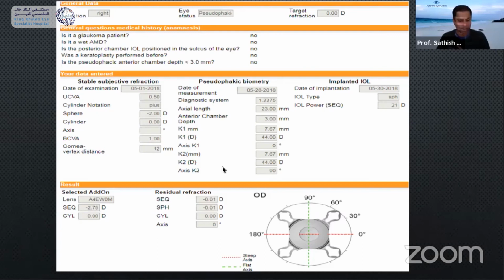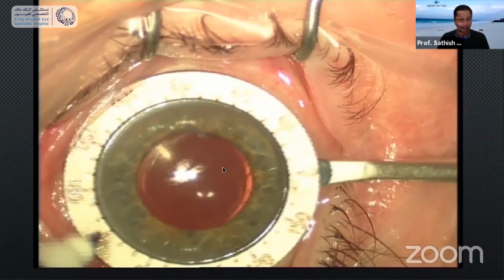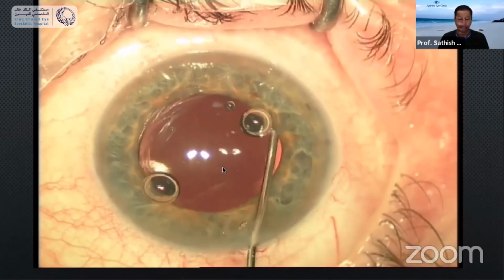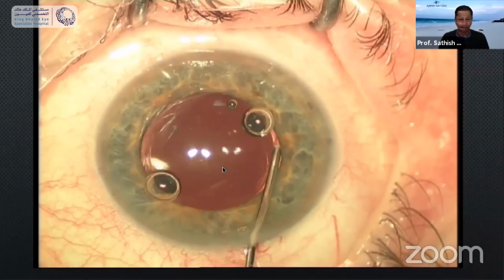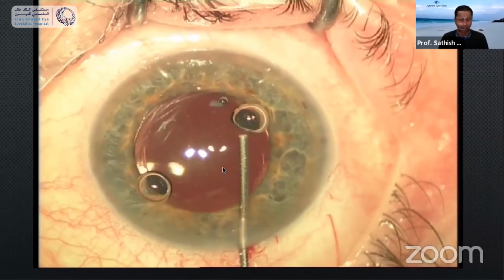So at the bottom, under the result, you can see in this example we have calculated an add-on monofocal lens with a spherical equivalent of minus 2.75 diopters. The surgical technique is very simple. You can see the primary IOL in the capsular bag.